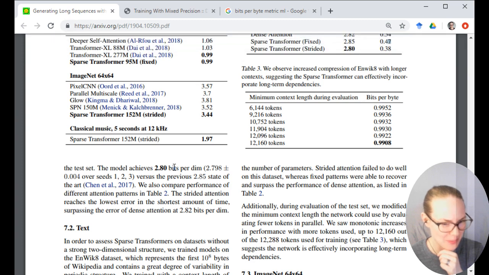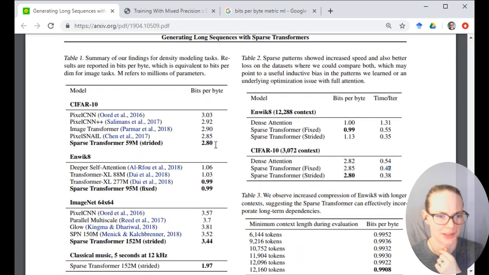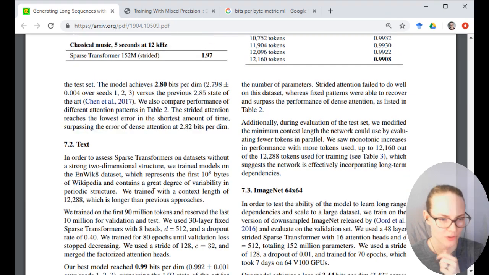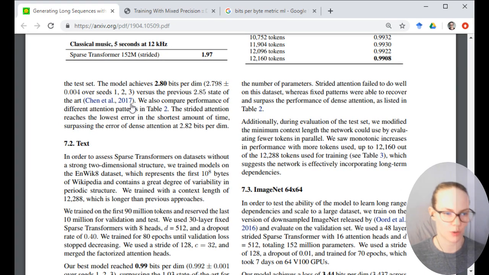2.798 plus or minus 0.004 over seeds 1, 2, 3 versus the previous 2.85 state-of-the-art, Chen et al. 2017. Bits per dim. I thought it was bits per byte. Okay. We also compare performance of different attention patterns in Table 2. The strided attention reaches the lowest error in the shortest amount of time, surpassing the error of dense attention at 2.82 bits per dim. Neuron says dim equals dimensions, I guess?